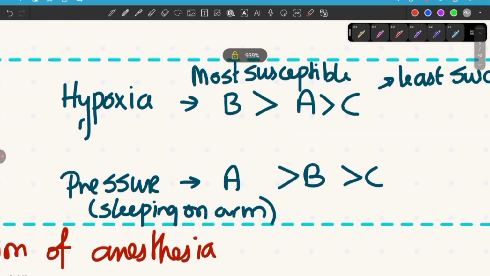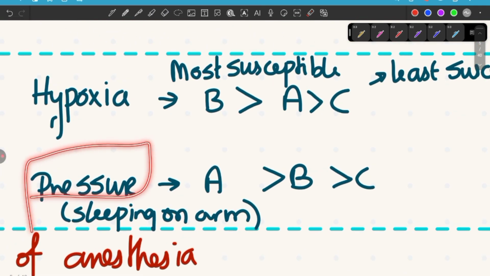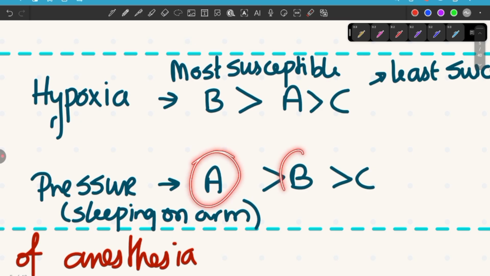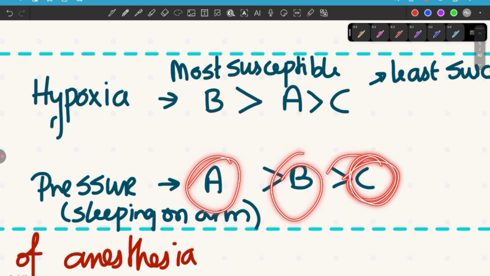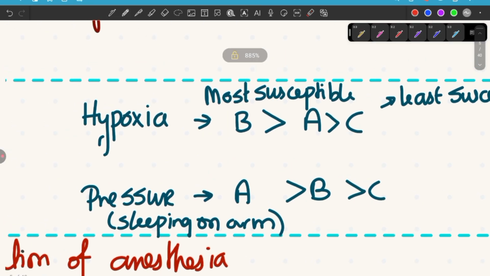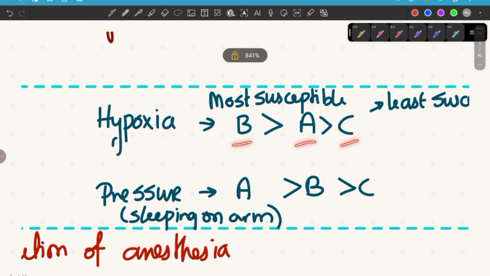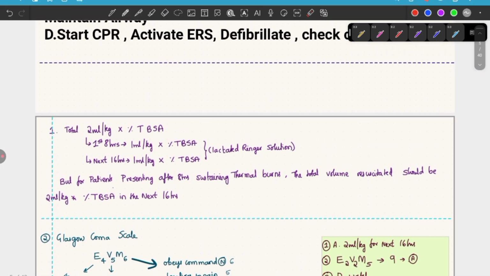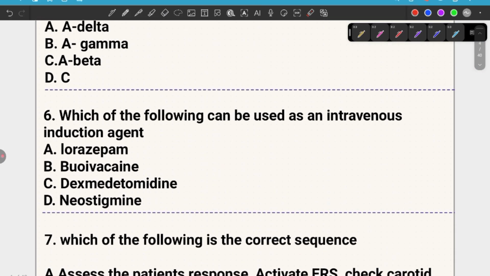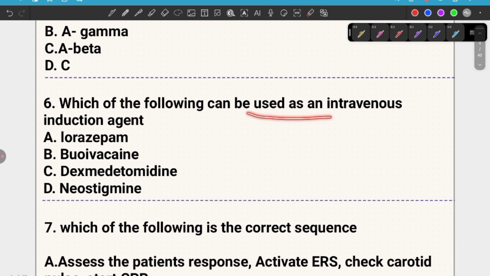Sometimes they give another scenario where the patient was lying on his arm, like that, with pressure. When pressure comes, it is ABC only. A is for most susceptible fibers, then B, then C. That is, C is the least susceptible. In hypoxia, it is BAC. BAC. Okay.